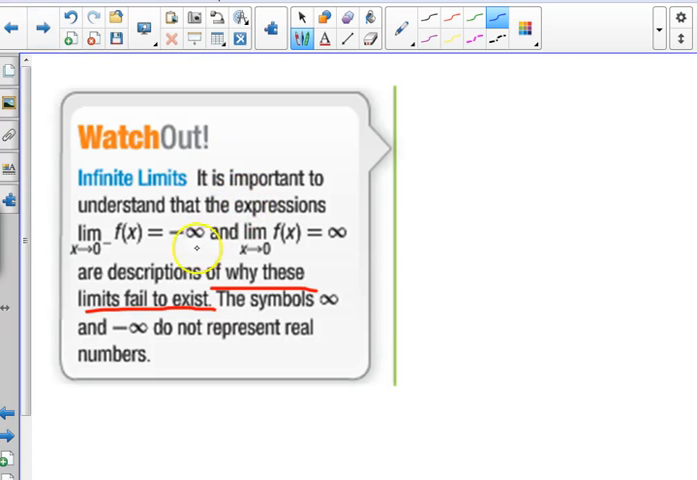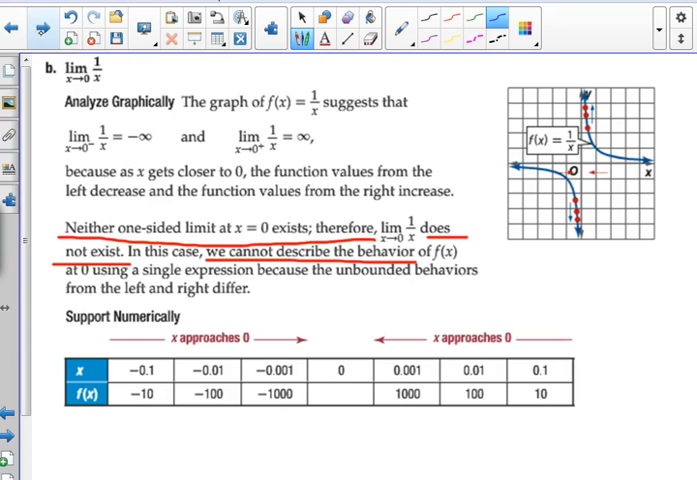All right. So this is again reinforcing that. It says, when it says approaches infinity or negative infinity, these are descriptions of why these limits fail to exist. The symbol infinity and negative infinity are not actually real numbers, so they cannot be the limit.